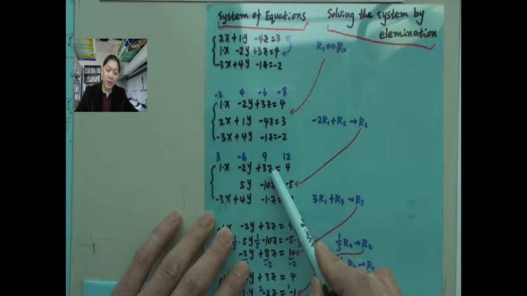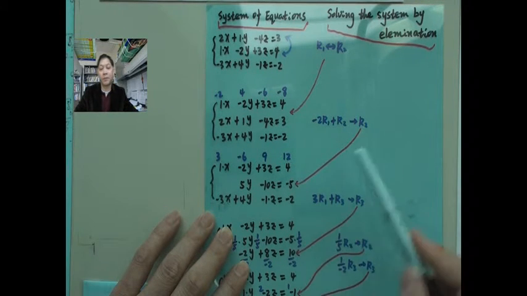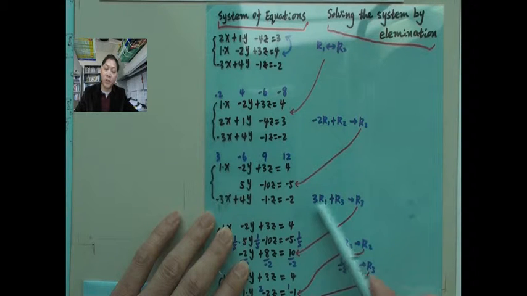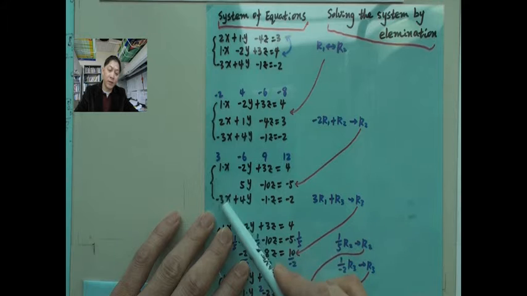3z times 3, that's 9z. And 4 times 3 is 12. So basically the first row times 3. This will make 3x positive. And downstairs was negative 3.